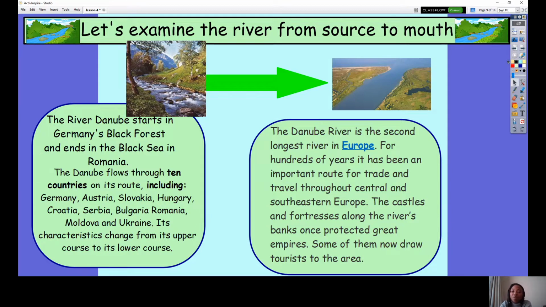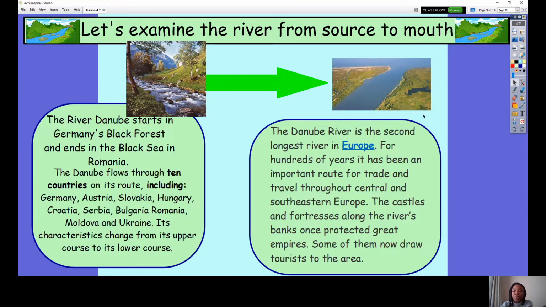For hundreds of years, it has been an important route for trade and travel. Now, last week we looked at rivers, how they can be used for travel and trade. So they're bringing goods in through the river and they're trading those goods throughout Central and Southeastern Europe. The castles and fortresses along the riverbanks once protected great empires. Some of them now draw tourists to the area, and that's good for tourism, which is one of our keywords from a few weeks ago in reading.